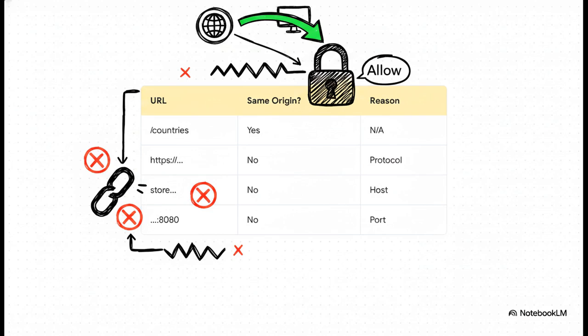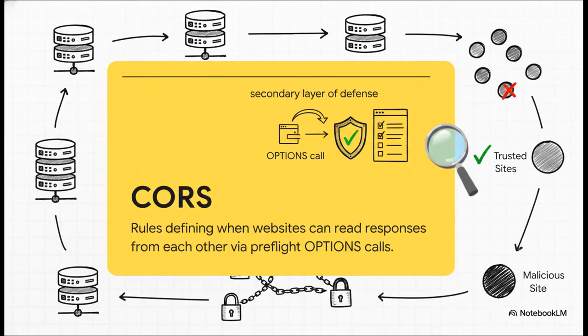If we change the host to a subdomain like store.example.com, blocked. If we add a specific port like 8080, again, blocked. All three of those elements must match perfectly for the browser to allow free interaction. But here's the catch. Modern web apps actually need to share data across different domains all the time.